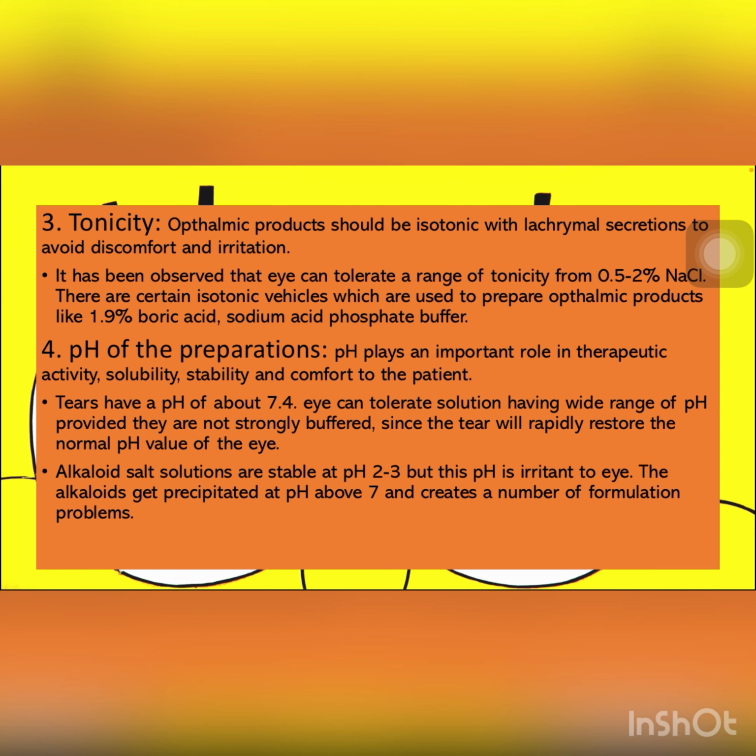Fourth is pH of the preparations. pH plays an important role in the therapeutic activity, solubility, stability, and comfort to the patient. Tears have a pH of about 7.4. The eye can tolerate solutions having a wide range of pH provided they are not strongly buffered, since the tears will rapidly restore the normal pH value of the eye. Alkaloid salt solutions are stable at pH 2 to 3, but this pH is irritant to the eye. The alkaloids get precipitated at pH above 7 and create a number of formulation problems.